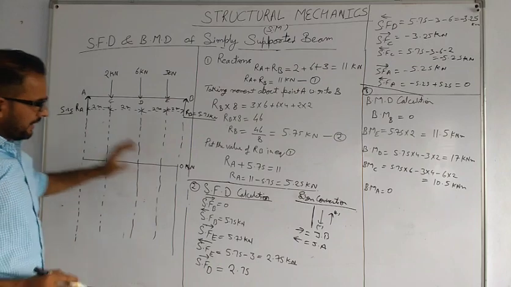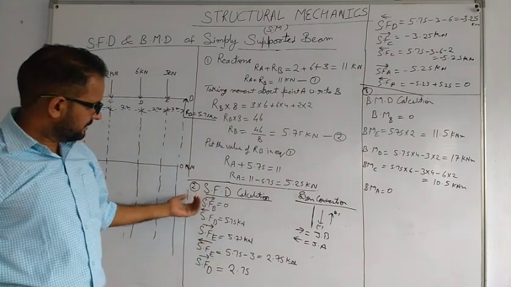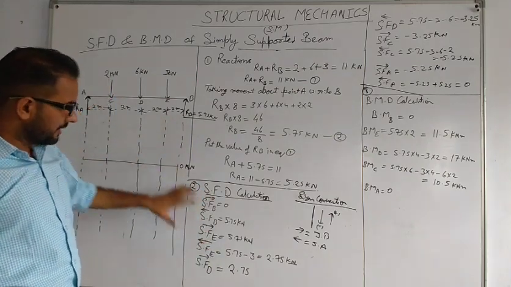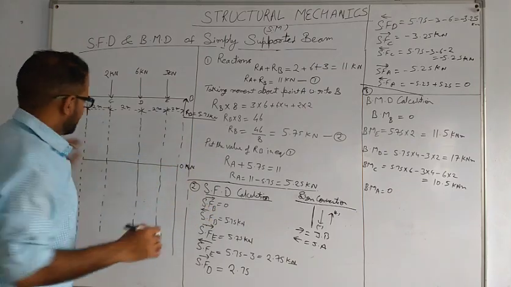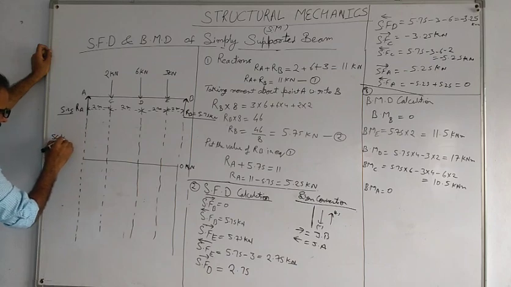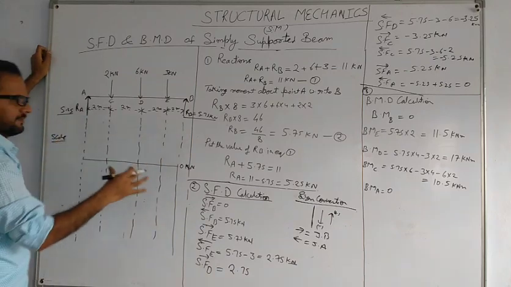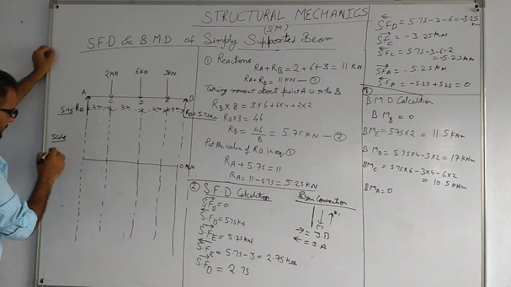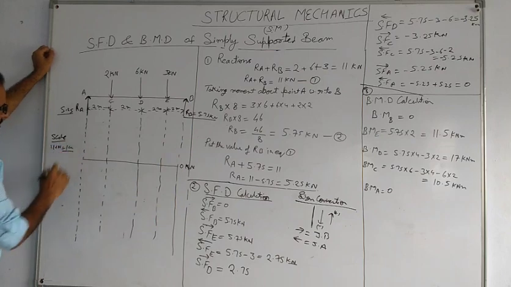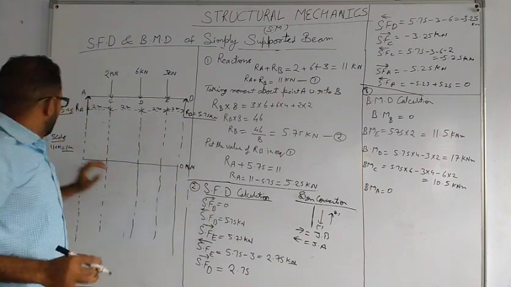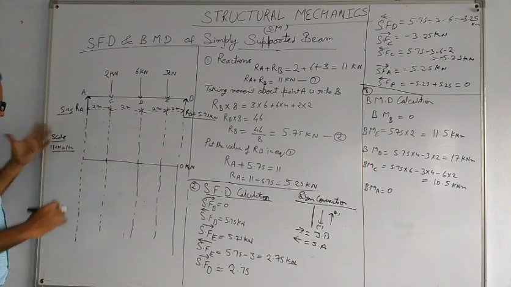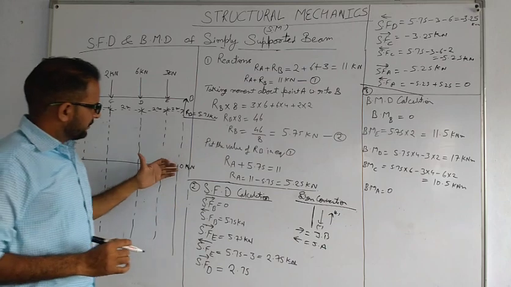Now these values come from different points, so we will plot them here. We will take a scale to plot this accurately. We will take 1 kilonewton equals 1 centimeter, so that we can plot it like 5.75 on scale. This is just to show it proportionately. So we will draw it now.